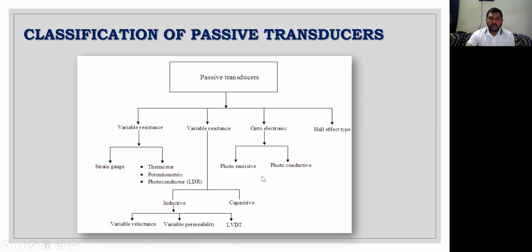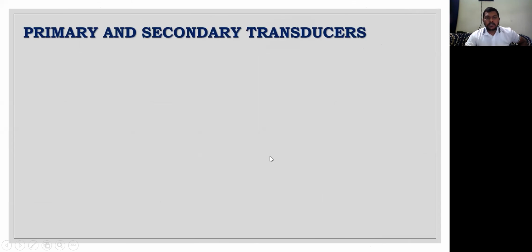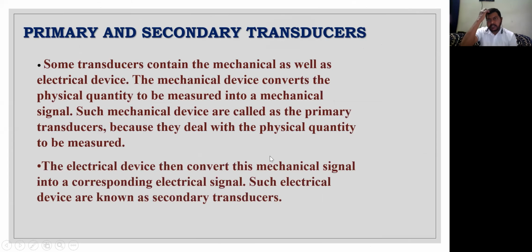Optoelectronic devices, which consist of photoemissive, photoconductive, Hall effect, etc. So these are all the passive transducers that we have. These are the classification of passive transducers. And primary and secondary, yes, initial level, primary and secondary transducers.